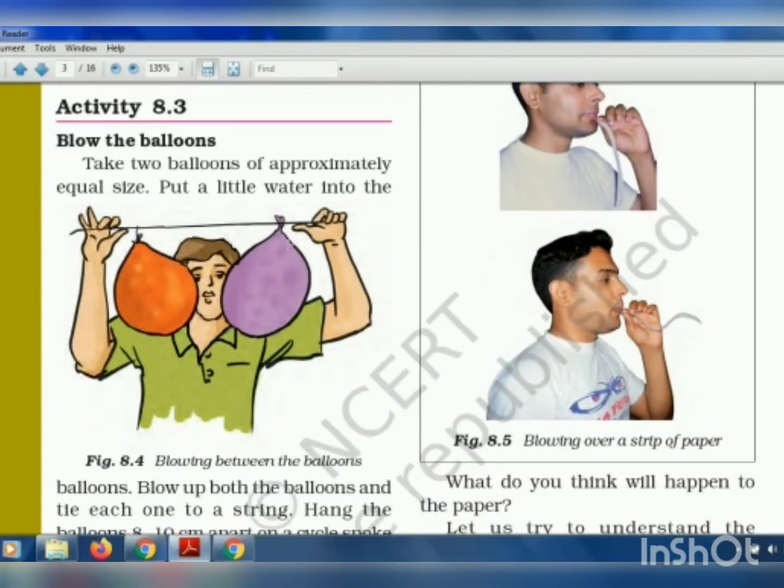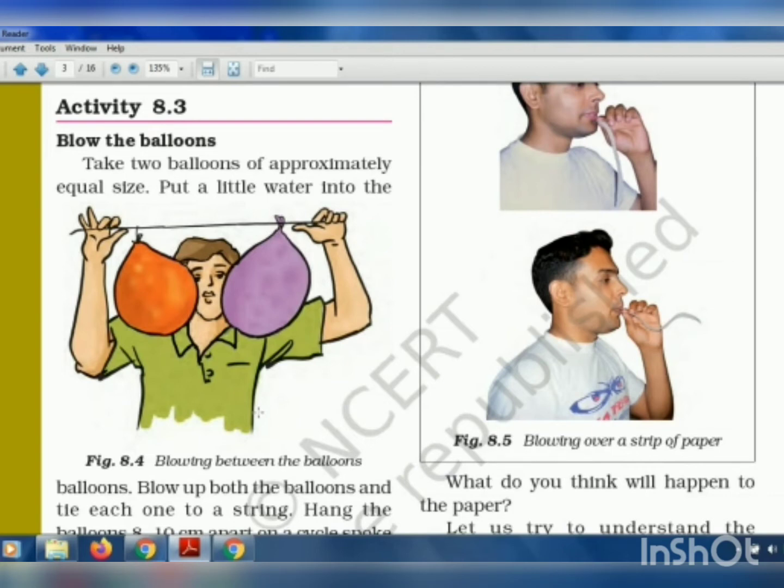You have to take two balloons, fill a little amount of water in both the balloons, and tie both balloons with a string to a stick, but keep some space between the balloons. And when you blow the air between the two balloons, what happens? The balloons don't move apart from each other, but the balloons come towards each other.